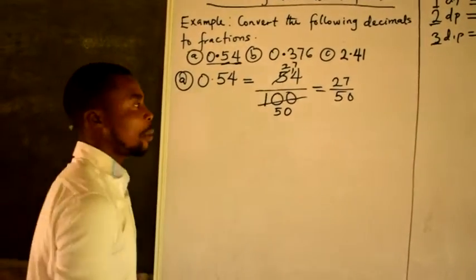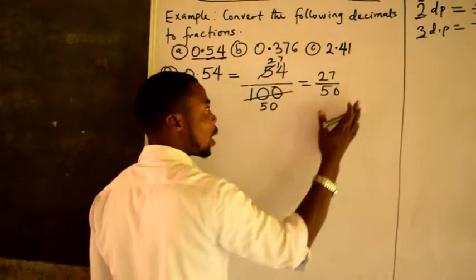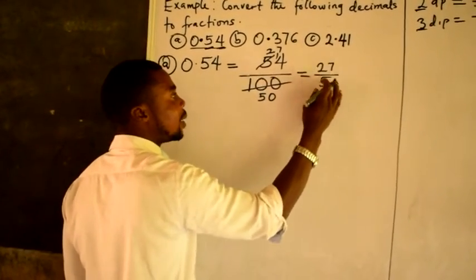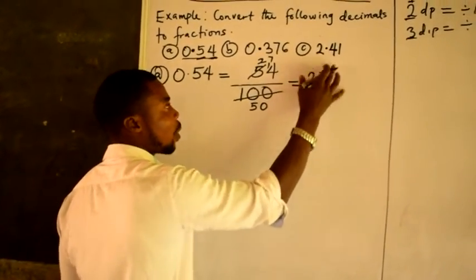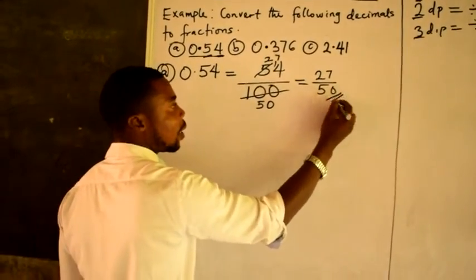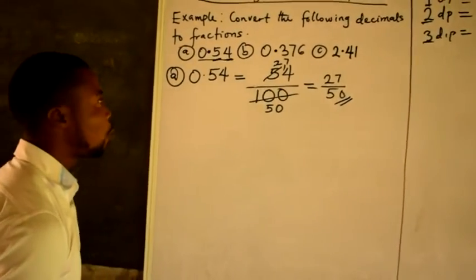That is the last answer, because there is no other number that can divide further. That is why we will leave our answer as 27 over 50.